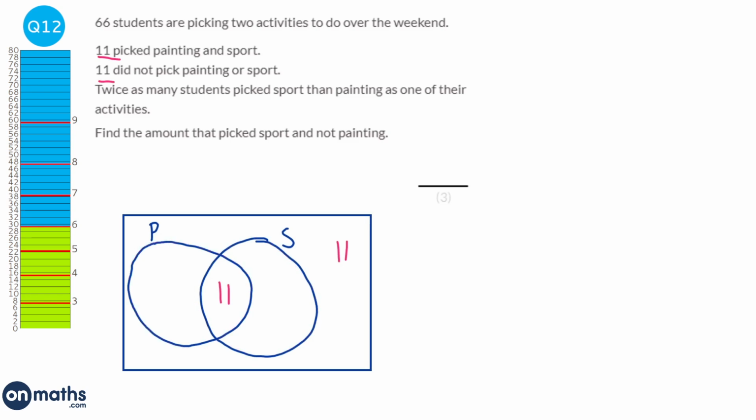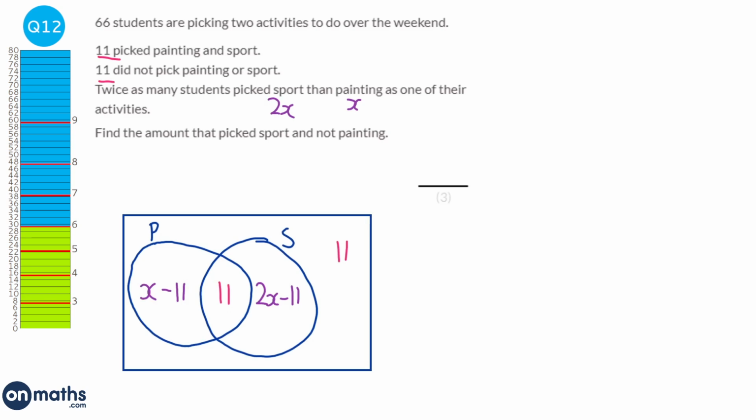Now, what we can do is we can say, okay, so if the painting we label as X, then the sport will be 2X. But if you look, we've already got a number already in the sport, that 11 there. So in algebra, this will be 2X, take away the 11 that we already know about. And the painting is the same. We know the whole thing is X. So what we're going to do is take away the bit we know there, which is the 11, and it will be X minus 11.